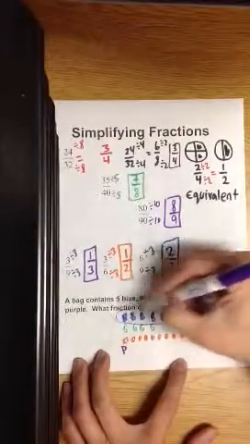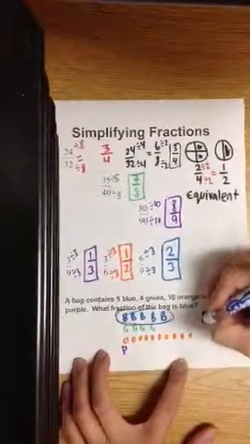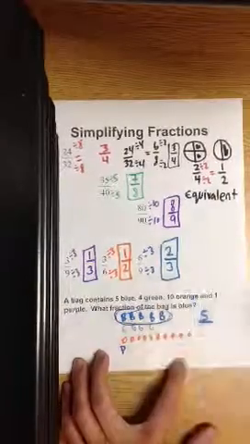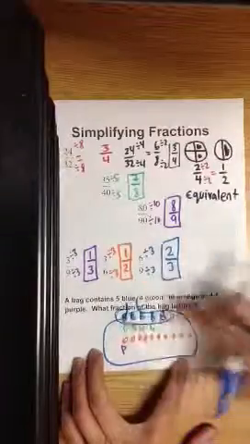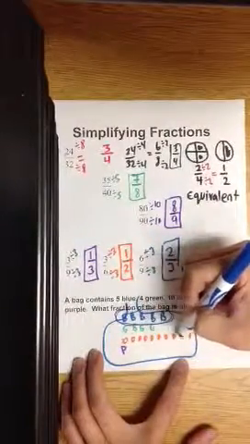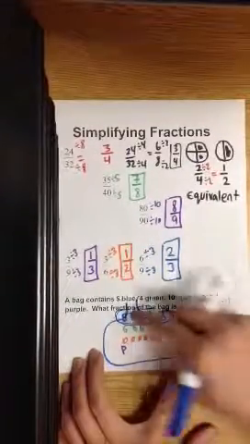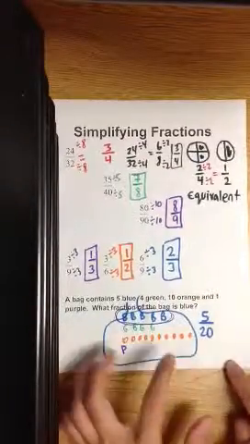Well, I see blue right here. So how many blues do you see? I see 5 blue items. But out of how many in the bag? 5 blue out of how many? 6, 7, 8, 9, 10, 11, 12, 13, 14, 15, 16, 17, 18, 19, 20. The total items in the bag is 20.